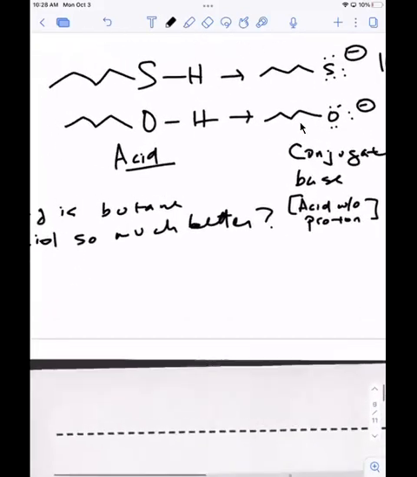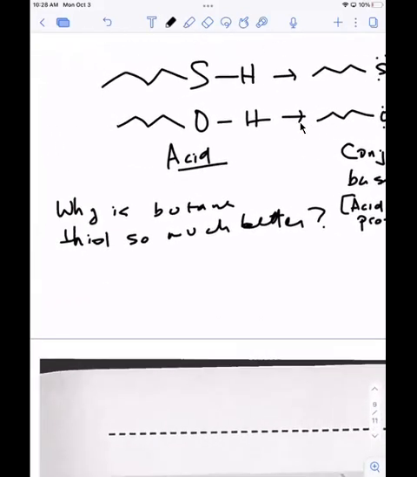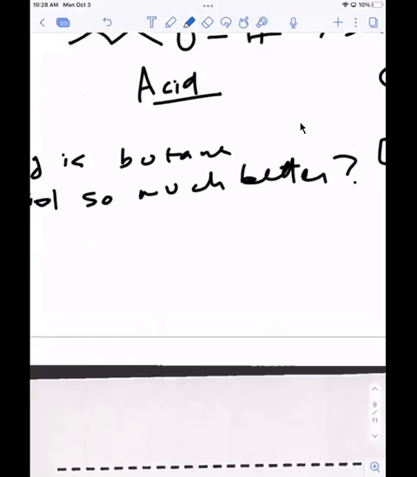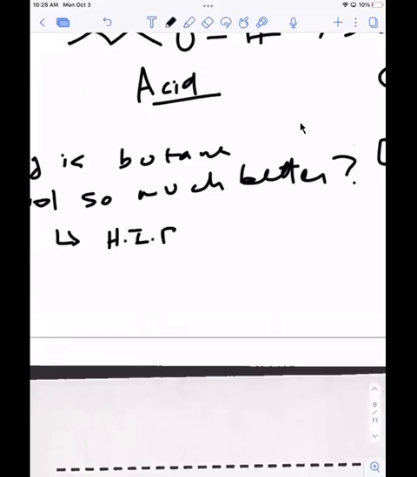What do we look for? Like, how do we determine or predict what the pKa may be? How can we do that? By looking at the atom where the charge is when that acid loses its proton. So we can use HIRES, right?